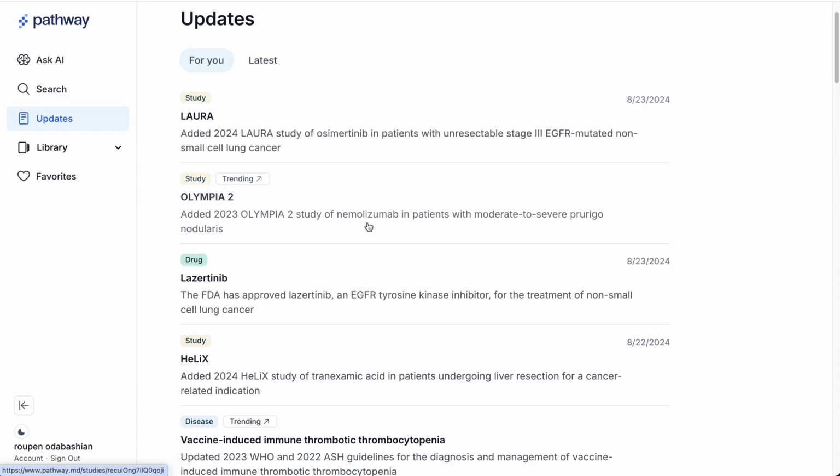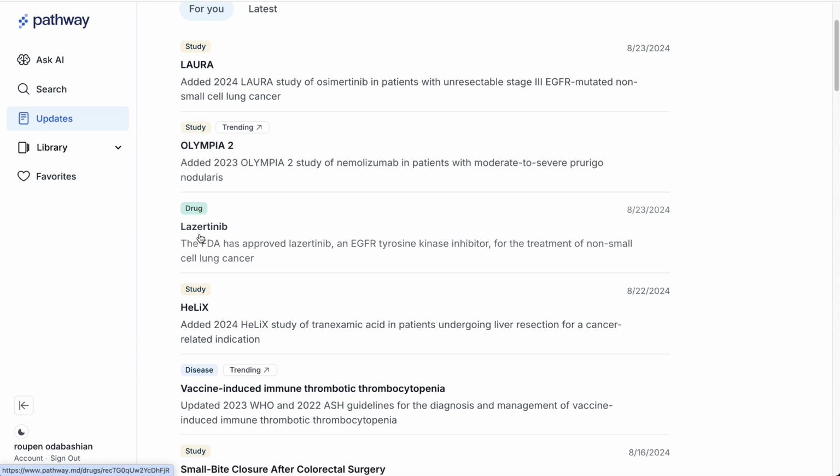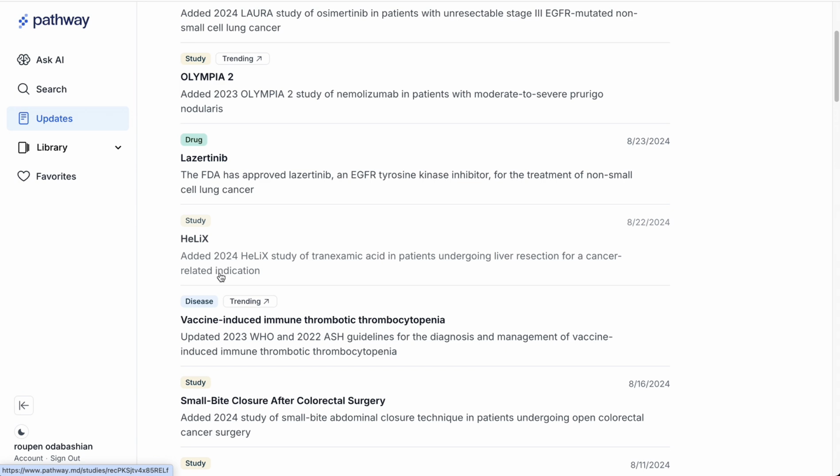And then here it says it's a study, but also it's trending. OLYMPIA 2 used nemolizumab in patients with moderate to severe prurigo nodularis. It feels like this is more dermatology. It could be oncology, but it's more skin oncology. It's not something I'm that familiar with. Then there is a release of a drug called lazertinib. The FDA approved lazertinib, an EGFR tyrosine kinase inhibitor, for treatment of non-small cell lung cancer. This is also interesting. That's something I didn't know. Another study called HELIX, a study of tranexamic acid in patients undergoing liver resection for cancer-related indications. So as you can see, the studies are really related to me as an oncologist, which is really cool.